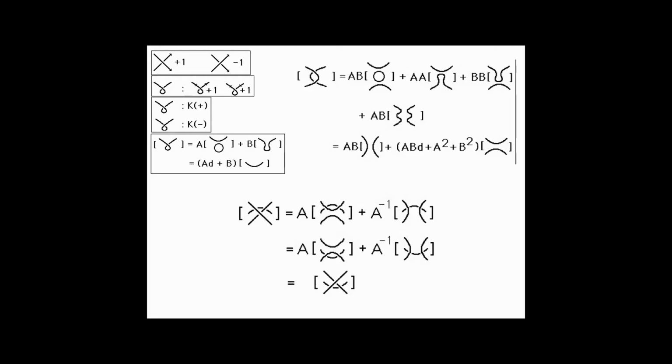And then what do we need in order to get invariance? Well, one way to get it is simply to say that AB will be equal to 1, and that ABD plus A squared plus B squared will be equal to 0, to collapse the algebra in that way. If you do so, then B is A inverse, and the D will have to be minus A squared minus A to the minus 2. And if you do that, it will be invariant under the second Reidemeister move.